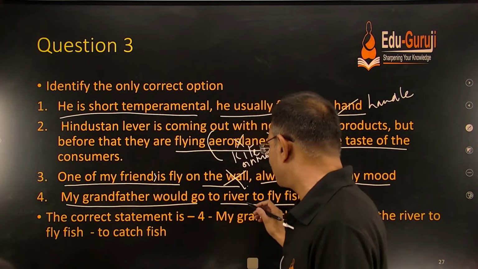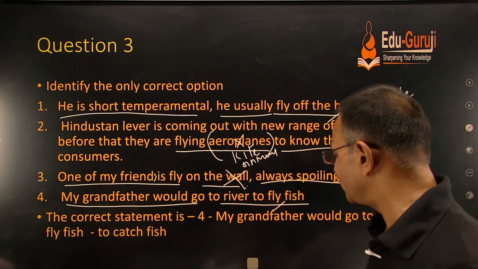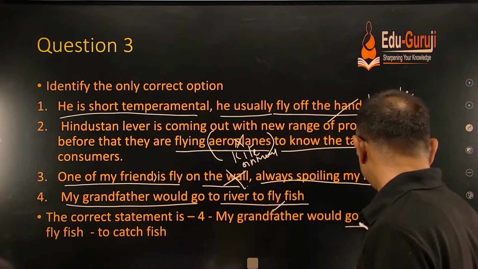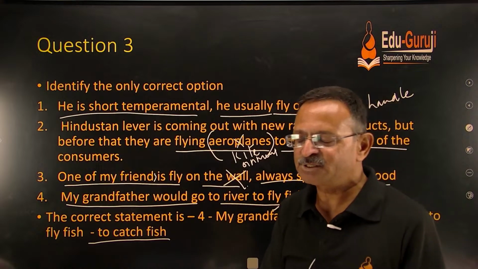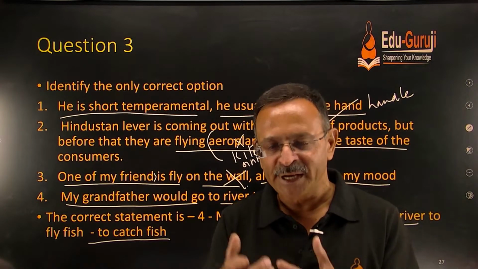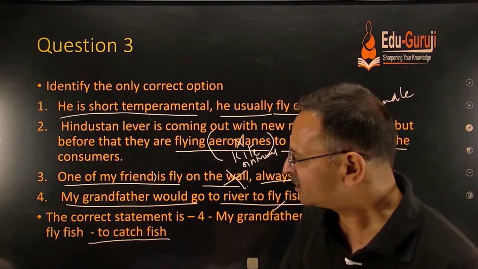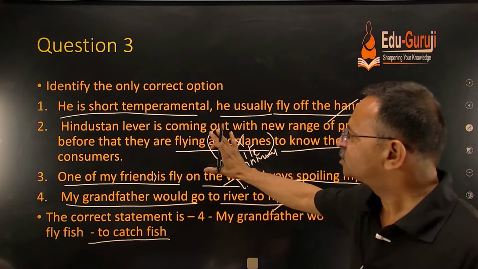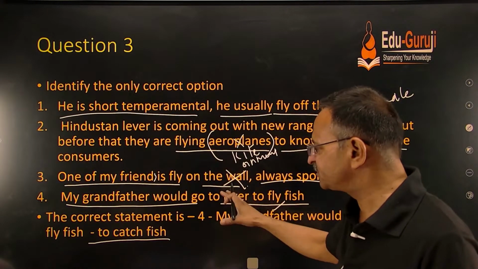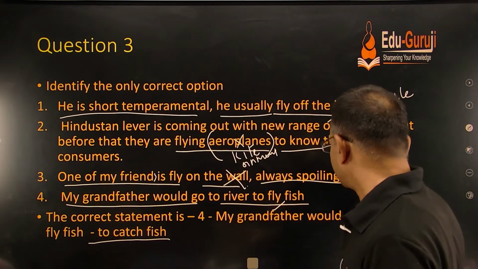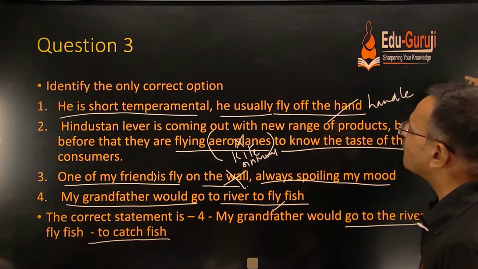My grandfather would go to the river to fly fish. As I talked about, to fly fish means to use a certain type of bait or luring device to catch the fish. So that is the correct one. I hope it is clear to you. So the first one is fly off the handle, second is flying the kite, third is fly in the ointment, and the fourth one is the correct one. Let's go to the next one.